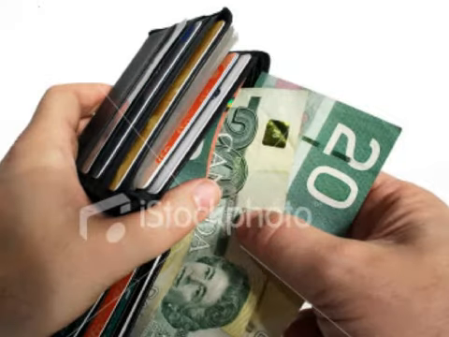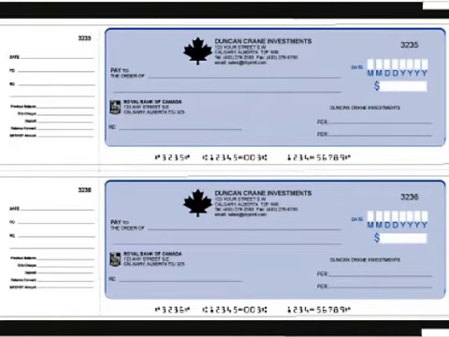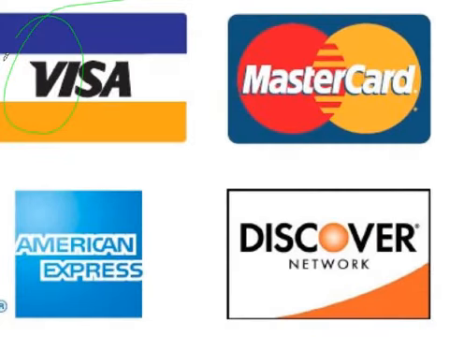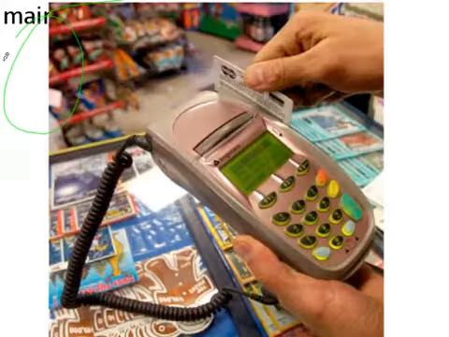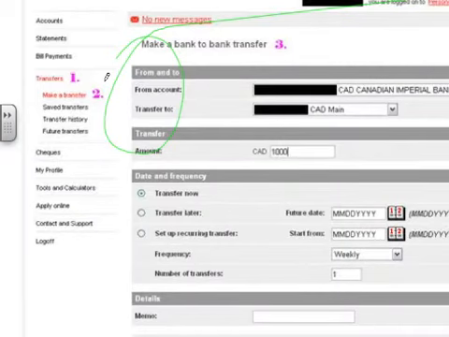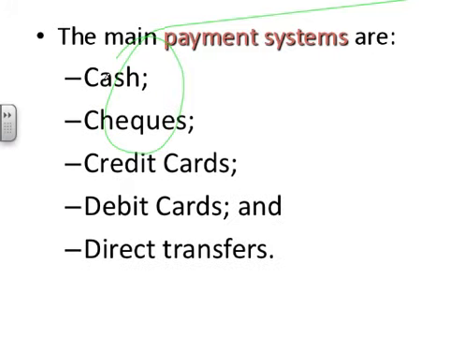The main payment systems are as follows. Cash, we all know that. Checks, here's an example of a company check, and at the left-hand side over here, you can see that there is information where you can write the details on the check. We have credit cards, and we have debit cards. And then of course we have bank transfers. So again, cash, check, credit card, debit card, and direct transfers.